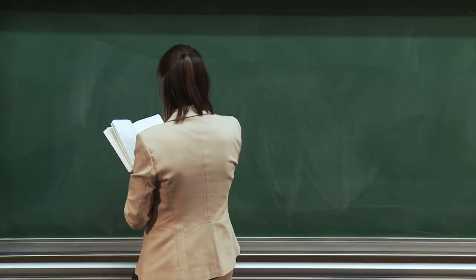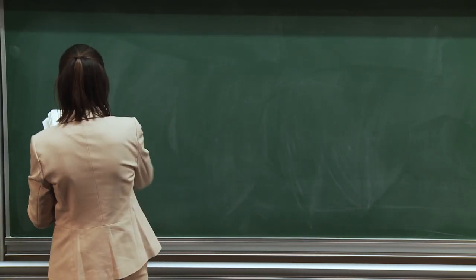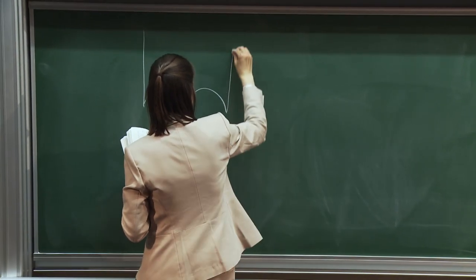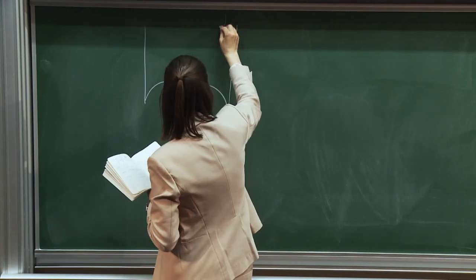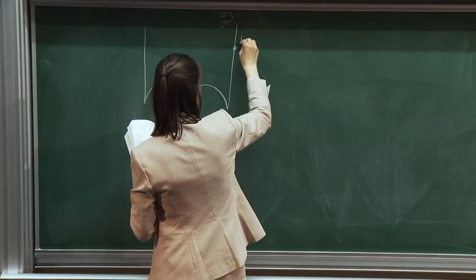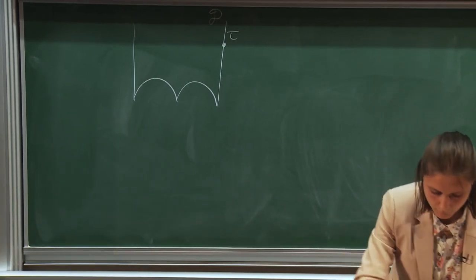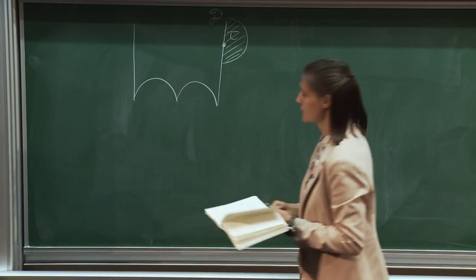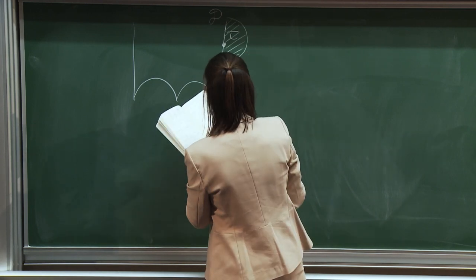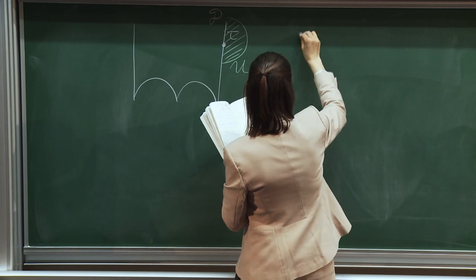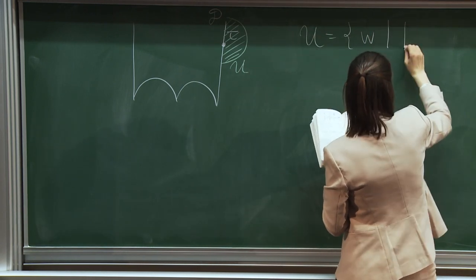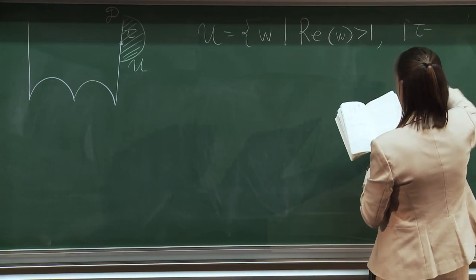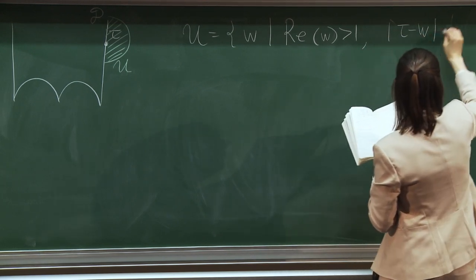And so now what we would like to do is extend the function f holomorphically outside of this domain. One way to do it: suppose that we have a point tau, which is here just on the boundary, and we would like to extend our function f, for example, to this domain here. We can call it U. U will be the set of all points W such that the real part of W is bigger than 1, and the distance between this fixed tau and W is smaller than epsilon.